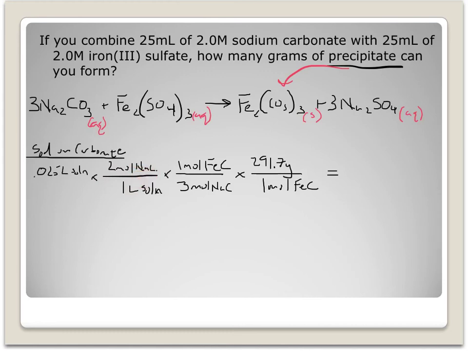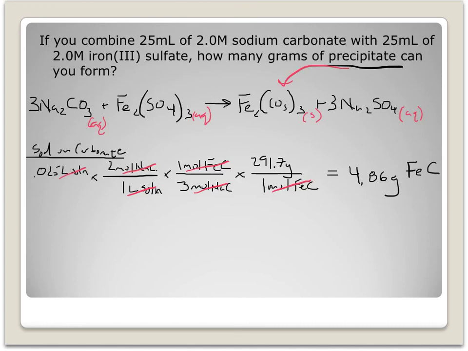I shortened it so I could fit it onto one page. NaC, that's sodium carbonate. FeC, that's iron carbonate. When you see those on there, that's all that means. So when we write it like this, liters of solution cancels out, moles of sodium carbonate cancels out, moles of iron carbonate cancels out, and we're left with grams of iron carbonate. From 25 milliliters of a 2 molar solution, we can produce 4.86 grams of iron carbonate. Okay, but that wasn't the only ingredient, so that isn't necessarily the final answer.